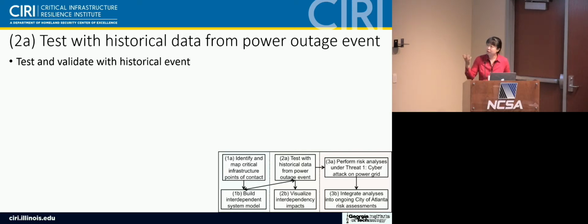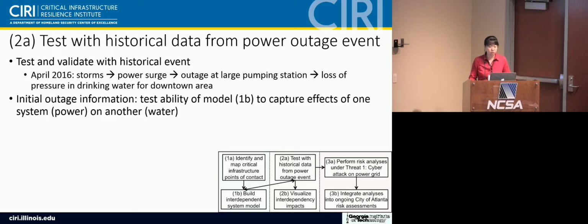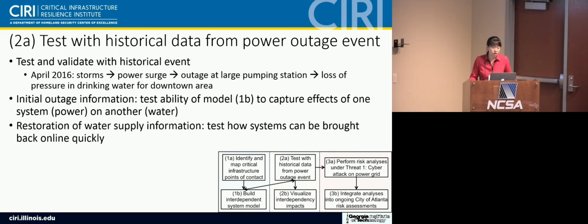Yeah. So for validation, I think it's really important. We can build all the models we want, but we really want to be able to test it with some real data to make sure that what we're getting is correct. And so we're able to get data on a specific event that happened in April 2016, where there were storms that led to a power surge and an outage at a large pumping station, which then led to loss of pressure in drinking water for a downtown area. So we used the initial outage information to test the ability of the model from 1B to capture the effects of one system on another, so effects of power on water, and then also information on restoration of water supply to test how these systems can be brought back online quickly.